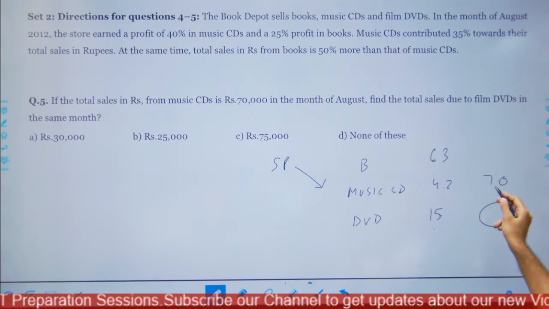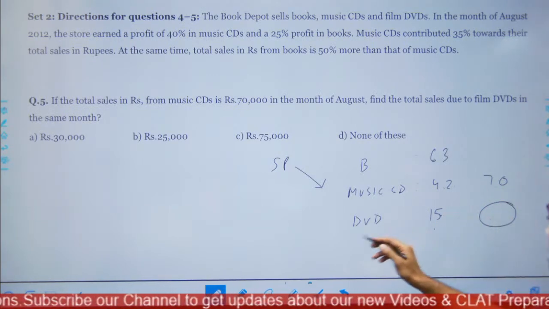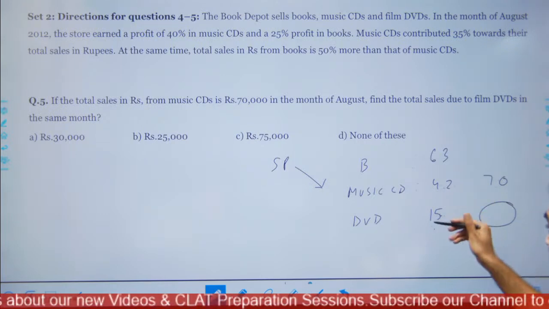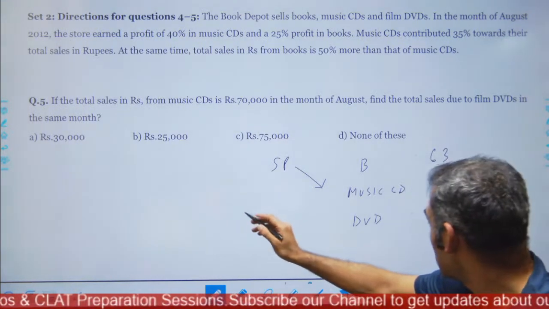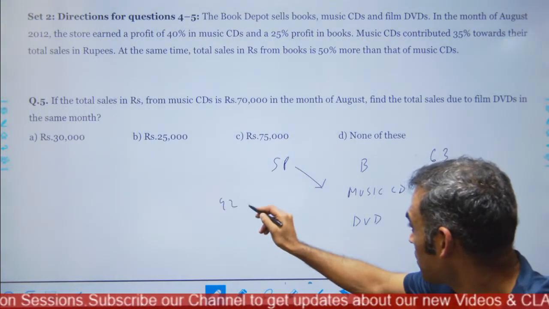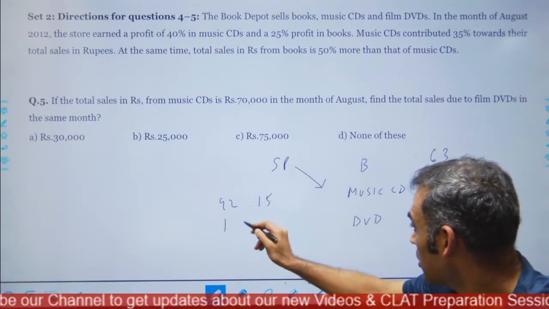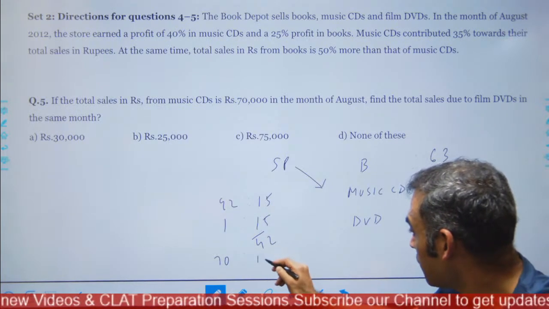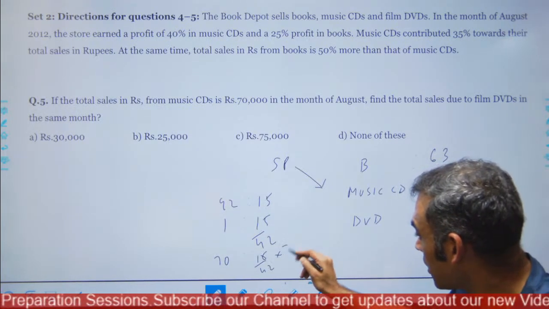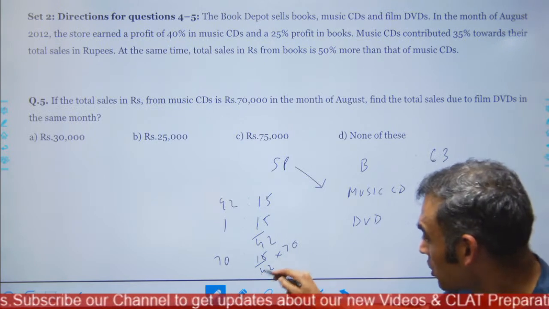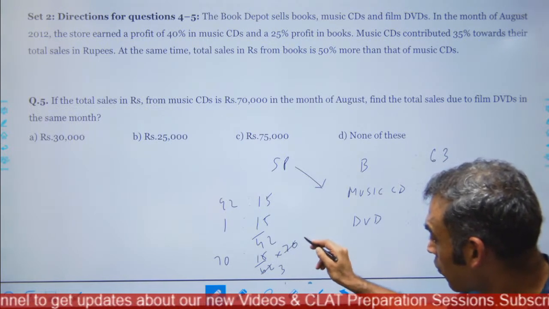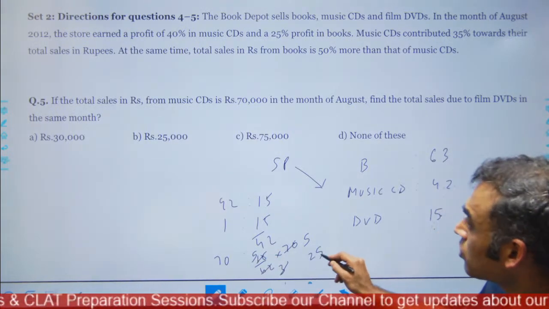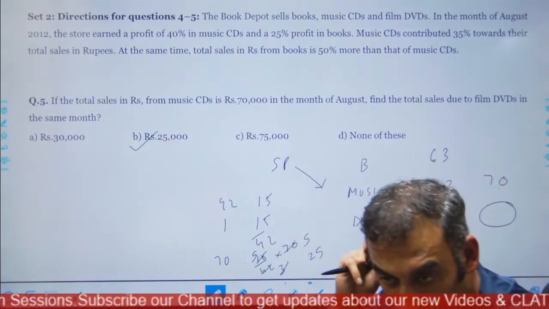So this relationship we have to find out. When this is 42, this is 15. When this is 1, this will be 15 upon 42. And when this is 70, this will be 15 upon 42 into 70. This calculation we have to do. This is 14 into 3s are, this is 14 into 5s are, this is 3 into 3. This becomes 5, this is 25. So the answer will become 25,000.